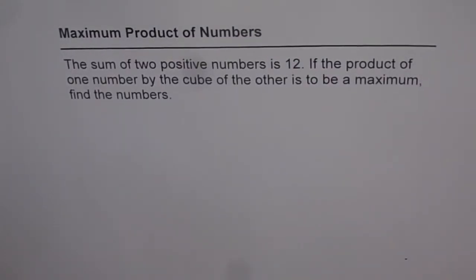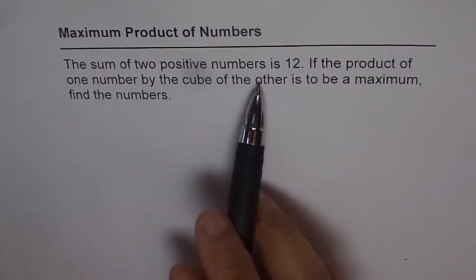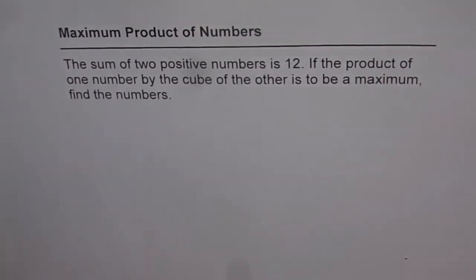Let's get started with the problems on maximum and minimum. So here's the very first one. Maximum product of numbers. The question is, the sum of two positive numbers is 12. If the product of one number by the cube of the other is to be a maximum, find the numbers.